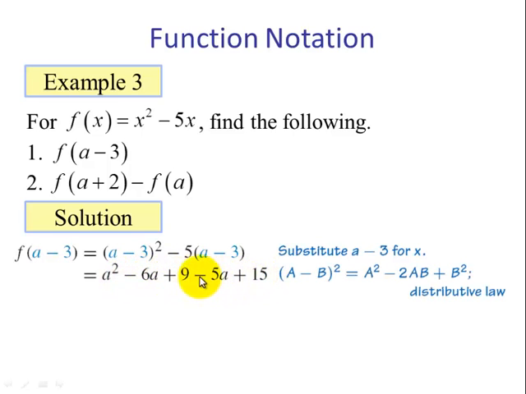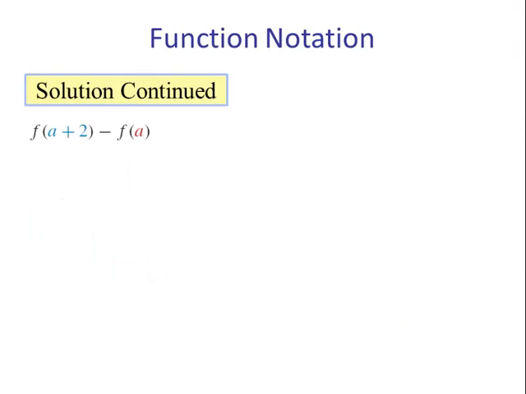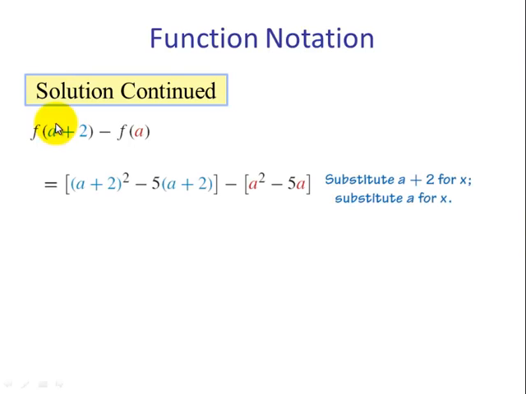Next, we combine the like terms, so we have minus 6a minus 5a becomes minus 11a, and we have a positive 9 and a positive 15, and that becomes a positive 24. So when the input is a minus 3, the output for this function is a squared minus 11a plus 24. Let's do number 2. So we want to find f of a plus 2 minus f of a.